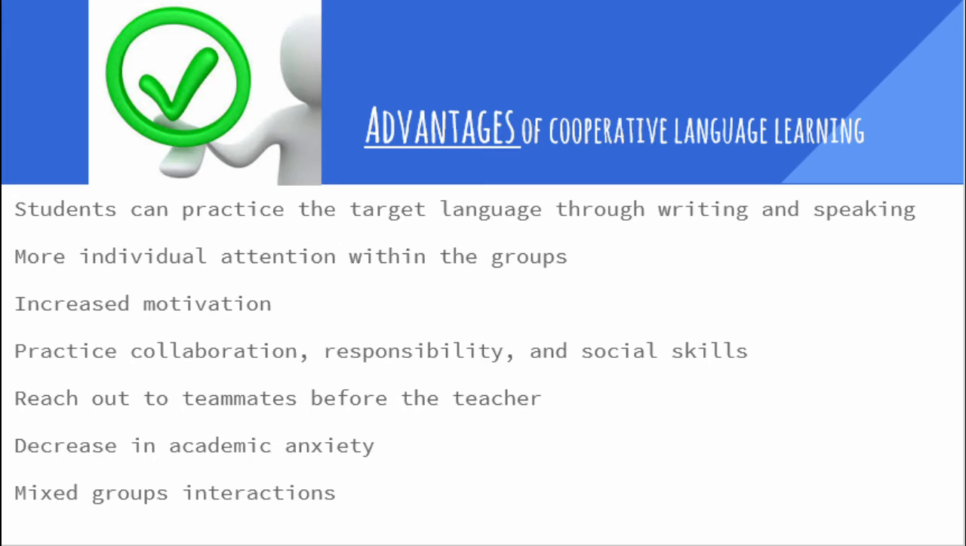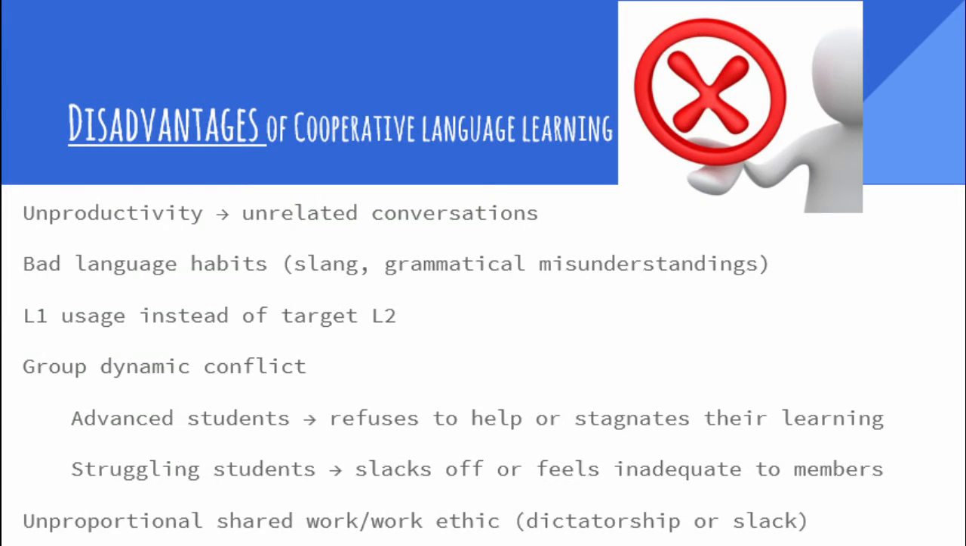Mixed group interaction. So sometimes you get to work with different people from different cultural backgrounds, different genders, different ages. And then disadvantages: unproductivity and unrelated conversations. So they could be talking about video games, and you might not know about it. Bad language habits. So someone might know slang, and they might tell the class, and then everybody's talking in slang, even though you're in an academic language setting. You shouldn't be telling them to get lit.